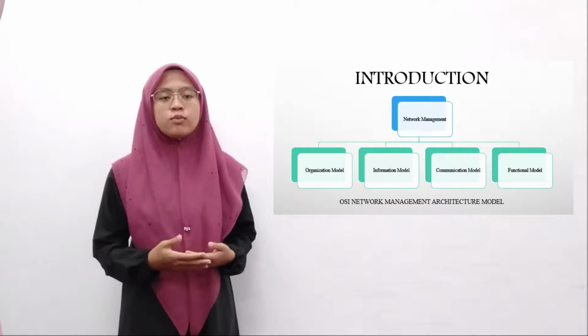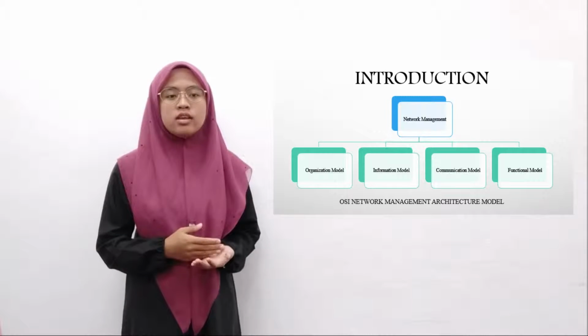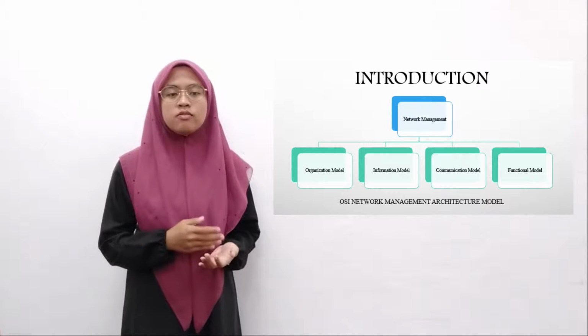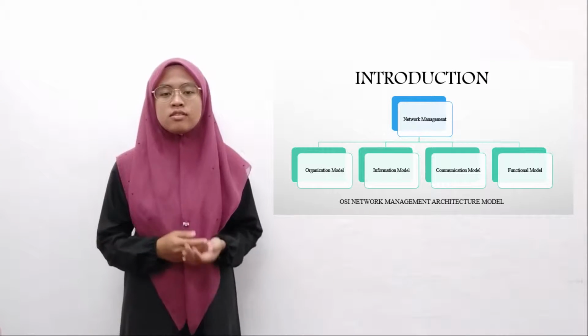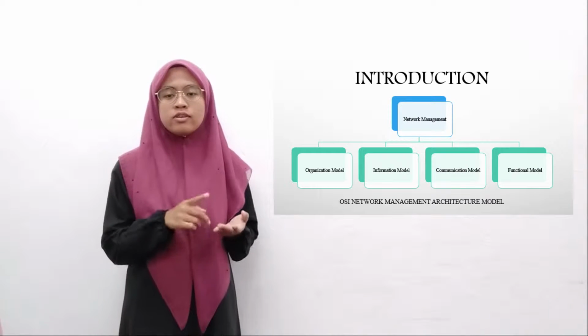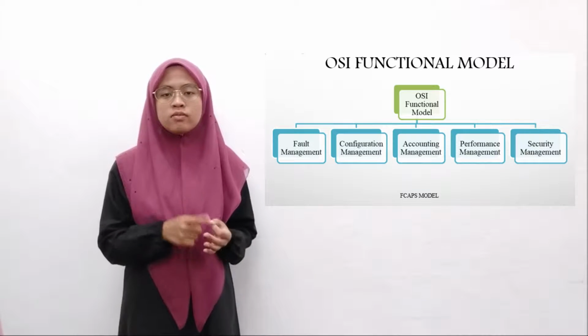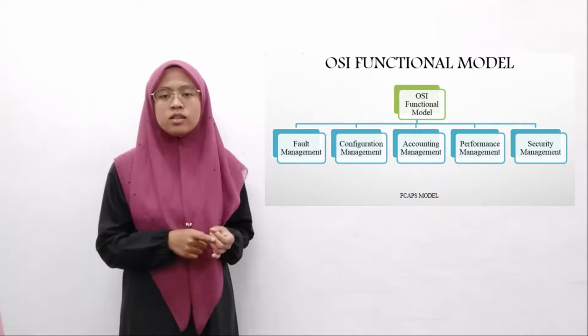And for the last model, the functional model, it deals with the user-oriented requirements of network management. OSI has defined five functional areas, namely configuration, performance, security, and accounting. Next, the OSI functional model consists of five managements: fault management, configuration management, accounting management, performance management, and security management. In this presentation, we will focus on configuration management.